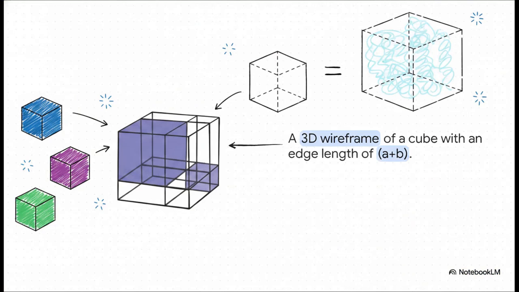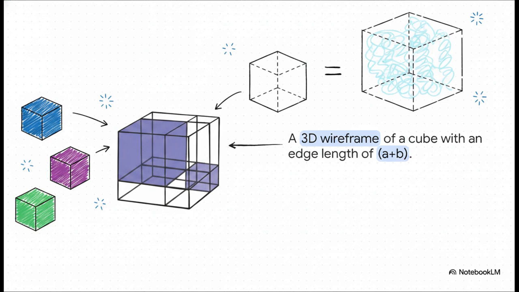This next visual is an absolute game changer for one of the most intimidating identities out there, (a + b) cubed. Imagine a transparent wireframe of a massive cube. The entire edge length of this cube is a plus b. So the total volume we're trying to fill is (a + b) cubed.